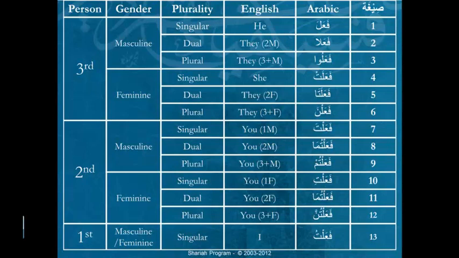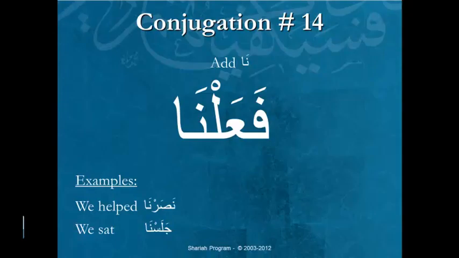Okay, so you're seeing number 13 added to the list, and for number 14 it would be a noon and an alif. Not if it's only noon, then that was used in number 6. If you look at the screen, fa'alna, that was just noon with a fatha on it. But now we have a stretch along with it, and it's fa'alna. Okay, so there you go, fa'alna. And the complete verb, the two examples are nasarna, we helped, and jalasna, we sat.